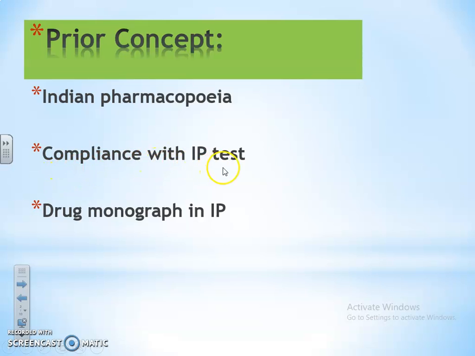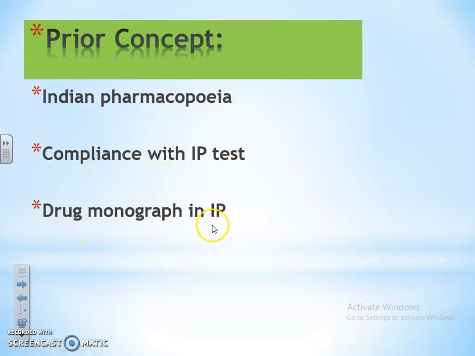Next, the compliance with the IP test. It means that after performing the test, we have to match the results with those given in the official pharmacopoeia. If it matches, then it complies. If it does not match, then it does not comply with the test given in IP, that is Indian Pharmacopoeia. That we are calling compliance, or comparison, or matching the observations or the results with the official pharmacopoeia, that we are calling compliance with IP test.